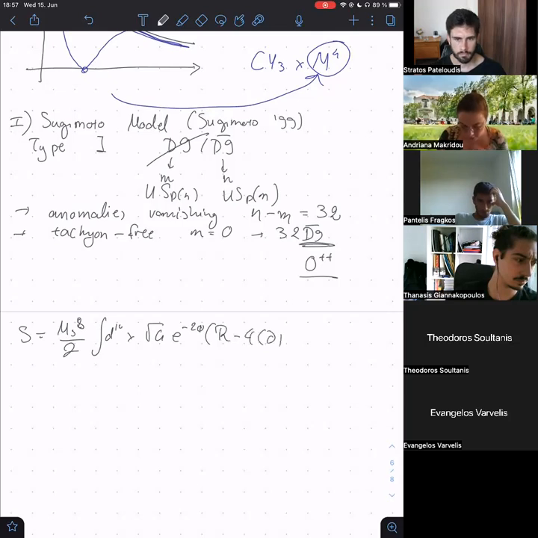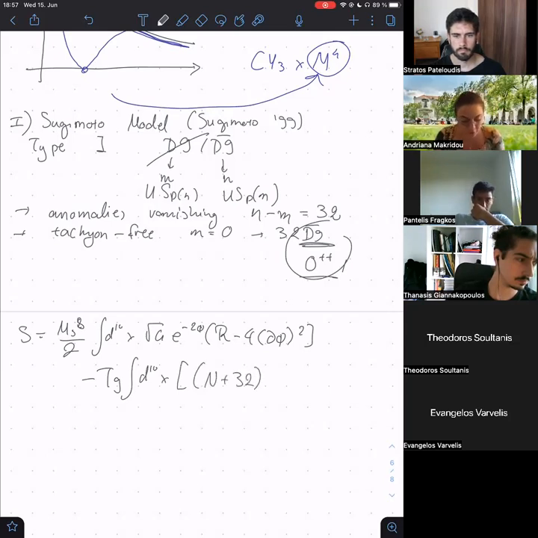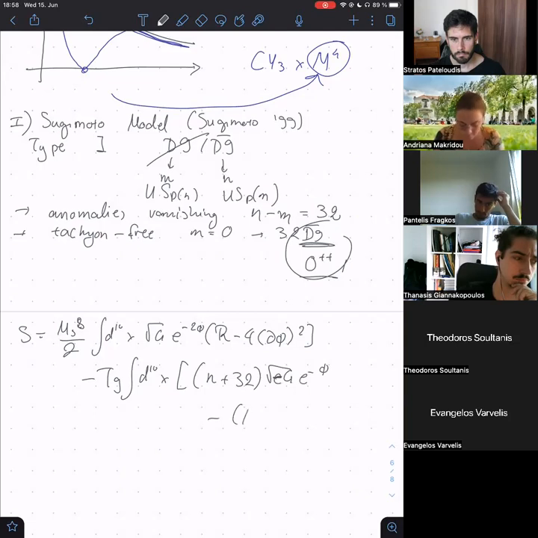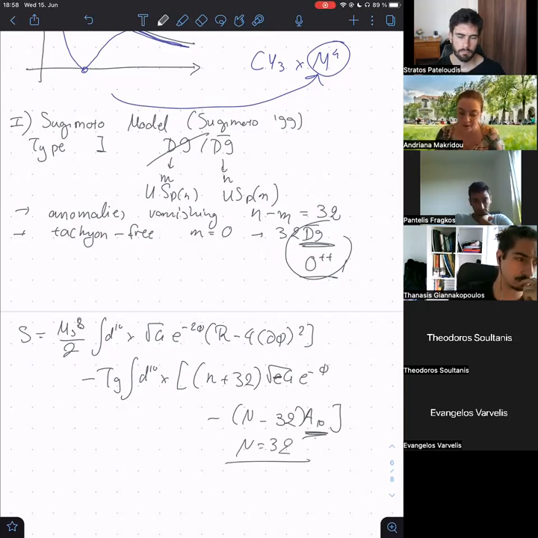Just the usual stuff you would have. Here is the dilaton, and now you have these 9-dimensional objects. Here, this is N plus 32, where N is, okay, small n. And this is an auxiliary field related to the anomaly cancellation. So this is saying effectively that you have to say that N equals 32.